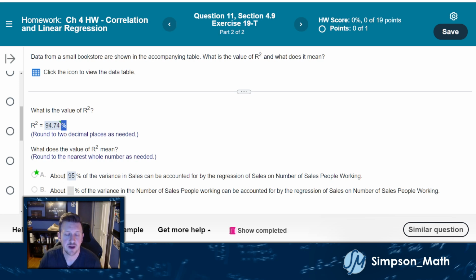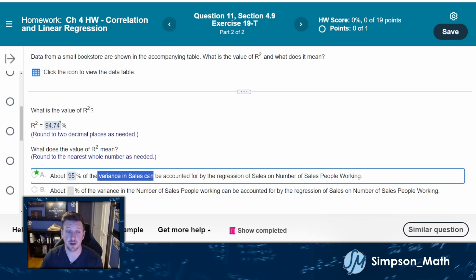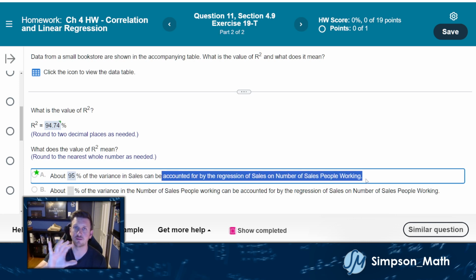And then what does it mean? So basically it's two options, and I'm looking for variance in my y's. R-squared is about the percent of variation in my y's on the model, on the relationship between x and y. So this is the percent of variation in my y, in these sales, and then this is the percent of variation in the y's that was accounted for in the model.